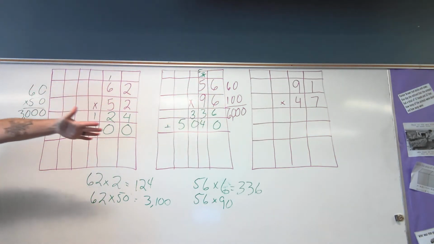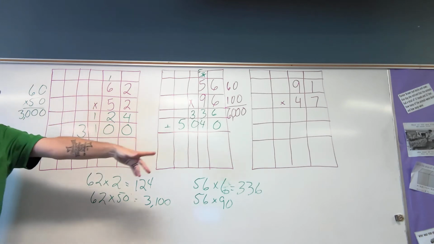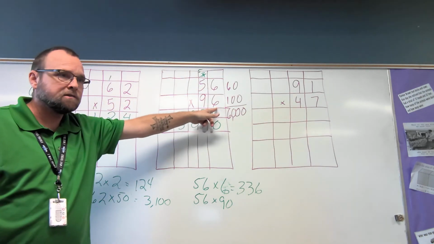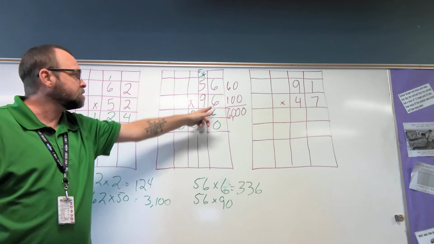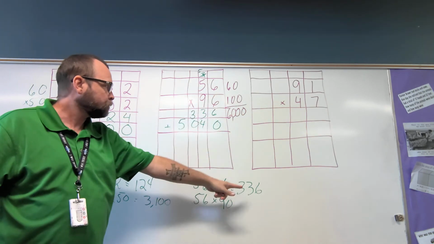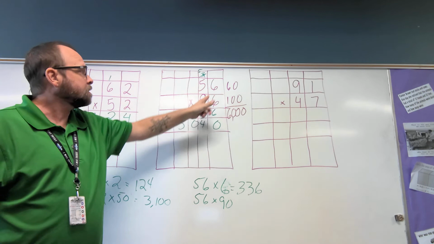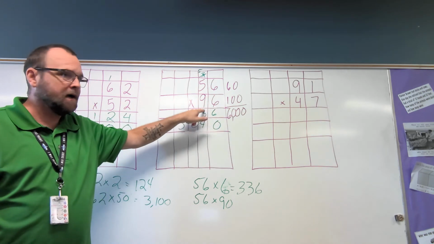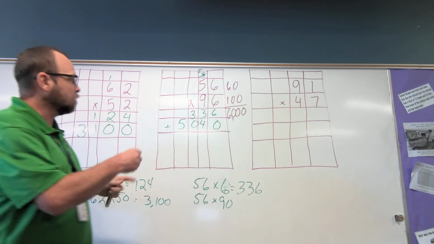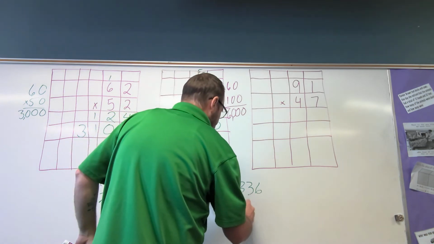But I would be like, why do you need the 336? Because I multiplied 56 times 6. 56 times 6 is 336. And then you use that. And 56 times 90, because this 9 is in the tens place, is going to equal 5,040.